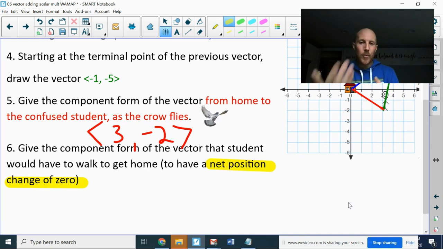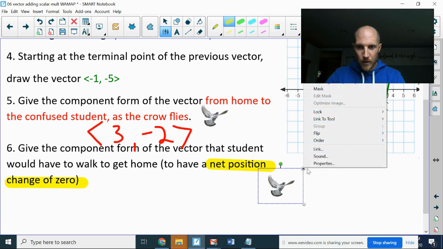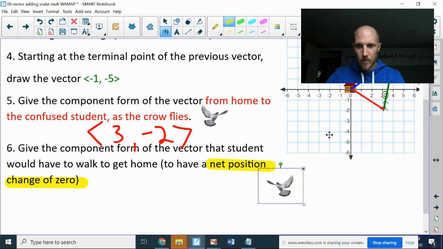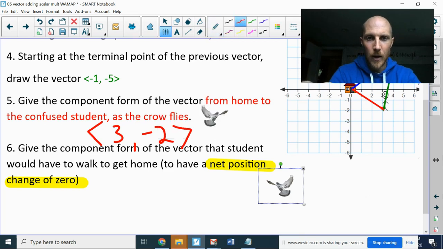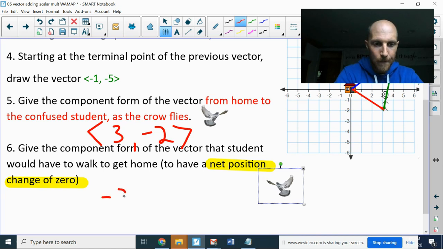Well, the secret is the pigeon knows how to get home. And so the pigeon says, hey, I just came from home. I can tell you how to get back there. We're going to do the exact opposite of what I just did to get to you. So if we've got a pigeon, we just need to reverse that pigeon. Flip that around here. So the pigeon is going to guide the student back home in the exact opposite direction. So the student will need to go -3 to get back home, 3 spaces to the left, and +2 in the y direction.